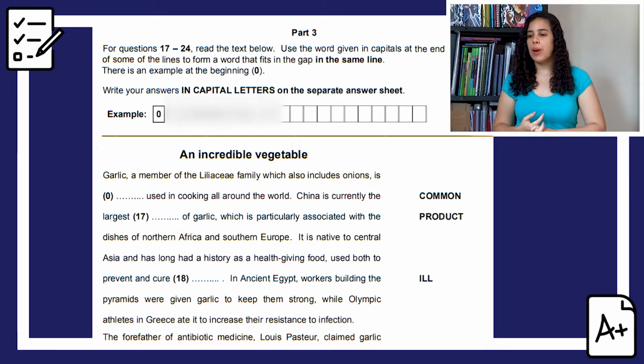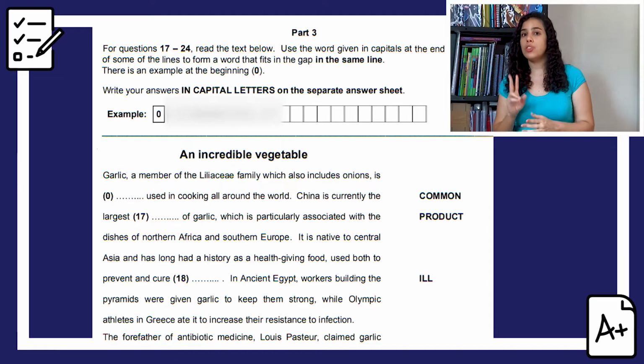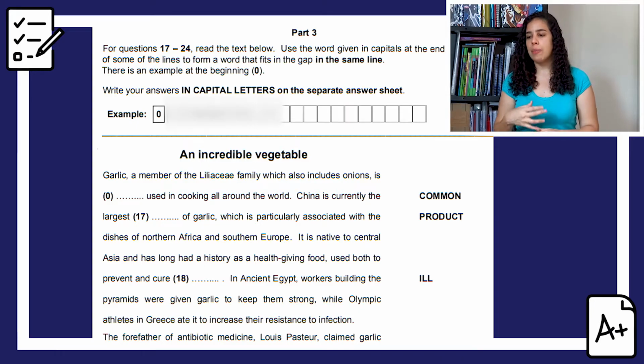Now, let's get you more familiarized with exercises you will find in Part 3. In the first paragraph, there is 1 sample and 2 gaps to fill. Let's start with the sample. Garlic, a member of the Liliaceae family, also includes onions, used in cooking all around the world.